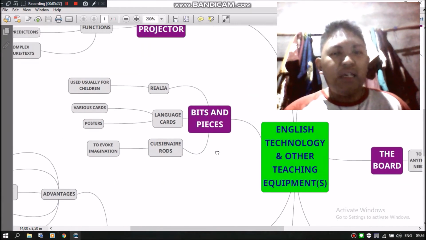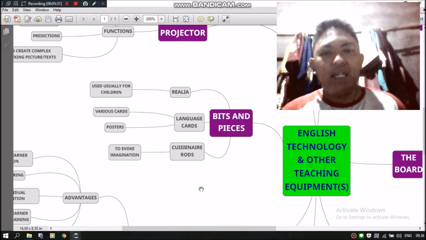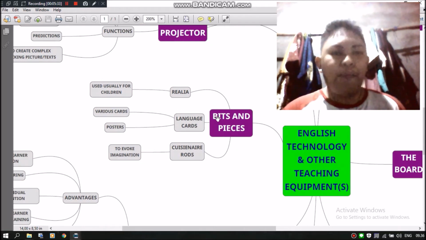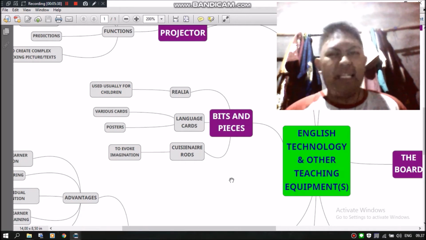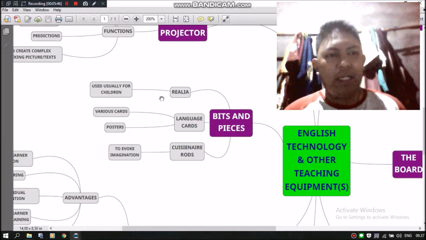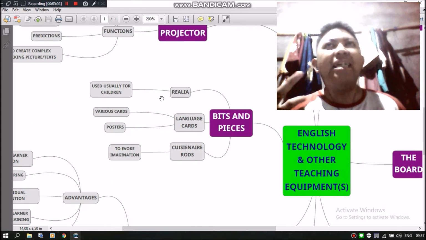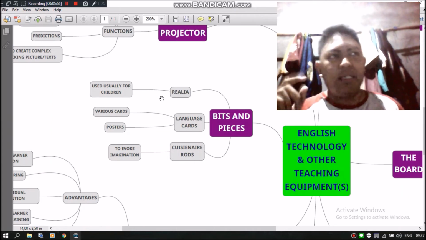So the next English technology and other teaching equipments that I'm gonna explain is bits and pieces. From the words alone, you can already tell that these are small things that you can use inside your classroom. The first example is realia, which is mainly used for children. For those of you who don't know, realia is life-like items, not real items, but life-like items.